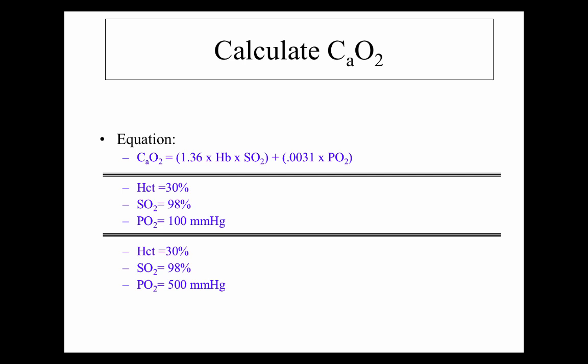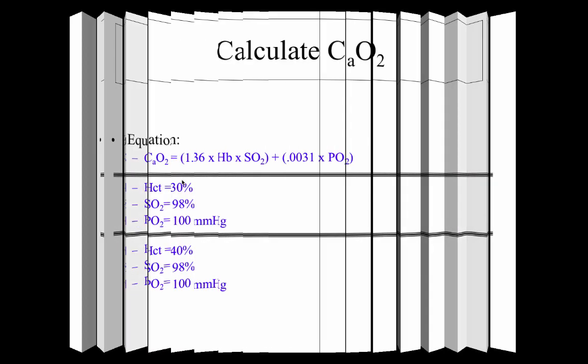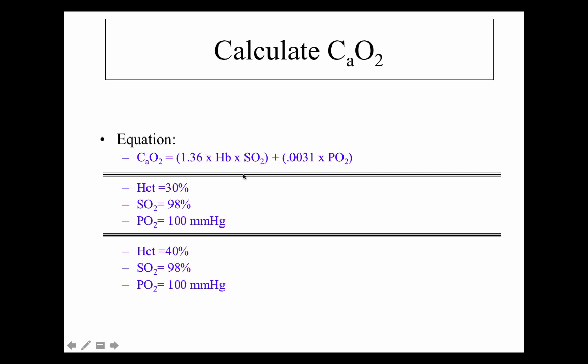I'll just leave it up for a second. You're free to apply the equation that we just learned right here to actually solving some of these. Remember, the rule of thumb on hematocrit is hematocrit divided by 3 will equal your hemoglobin. So if you have a hematocrit of 30, and that's the only thing you have, you don't have a hemoglobin, divide that by 3, which would be 10, and use that for your hemoglobin.